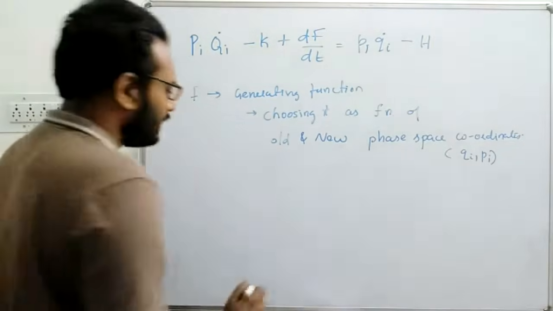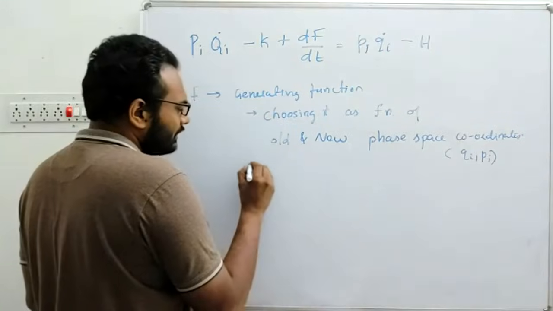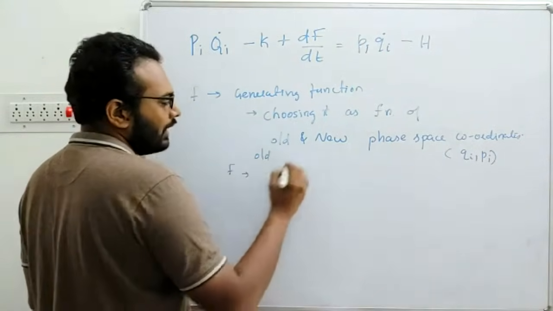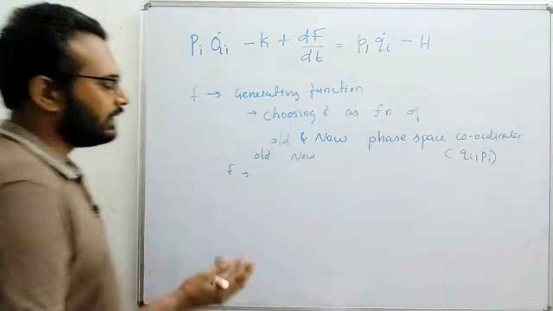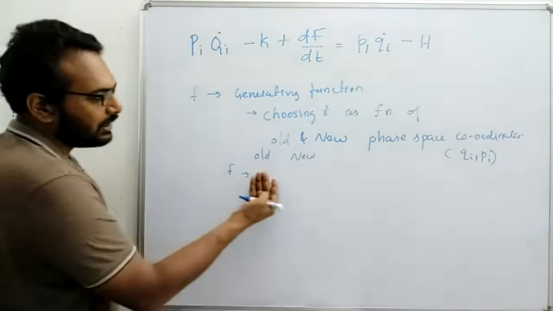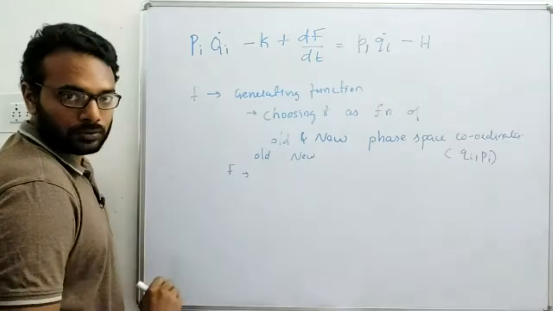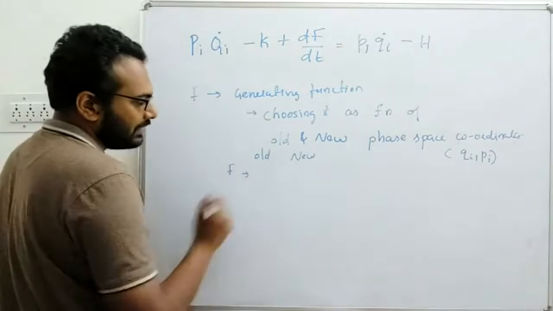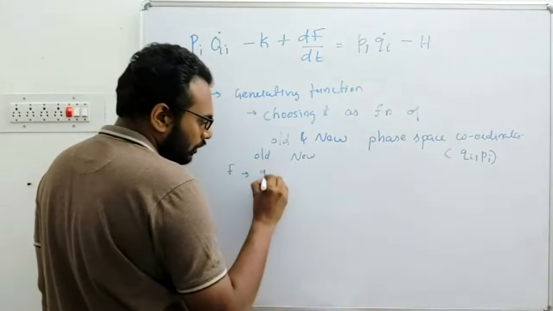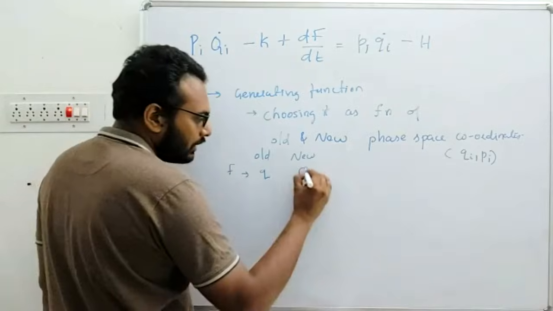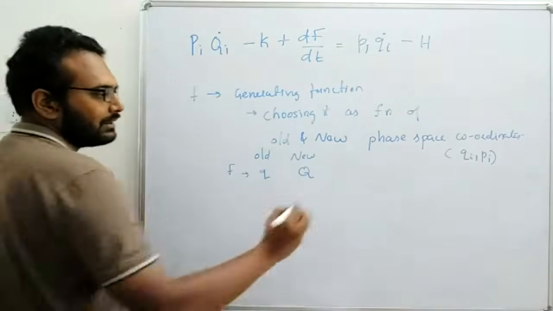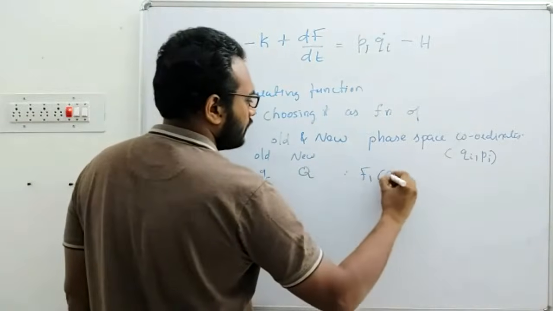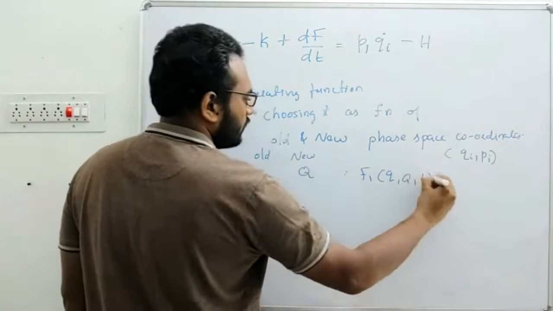Let's talk about the function. It could be a function of, first we'll write the old one and then the new. We need to choose them in such a way that we have half old and half new. Now, first we write the old one, the functional dependence. We have old q, and we combine it with the new Q. That's one possibility, and this is called F1.